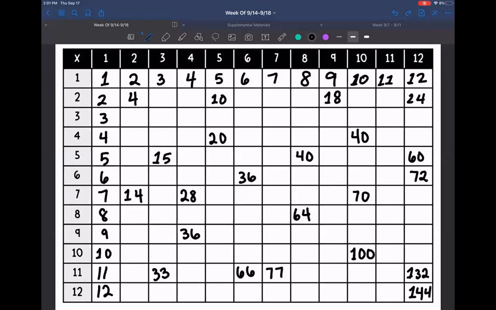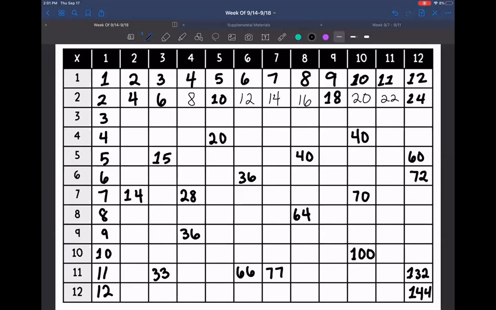So my twos. I have 2 times 3, 6. 2 times 4, 8. 2 times 6, 12. 2 times 7, 14. 2 times 8, 16. 2 times 10, 20. 2 times 11, 22. Give me one second, I got to fix up attendance.